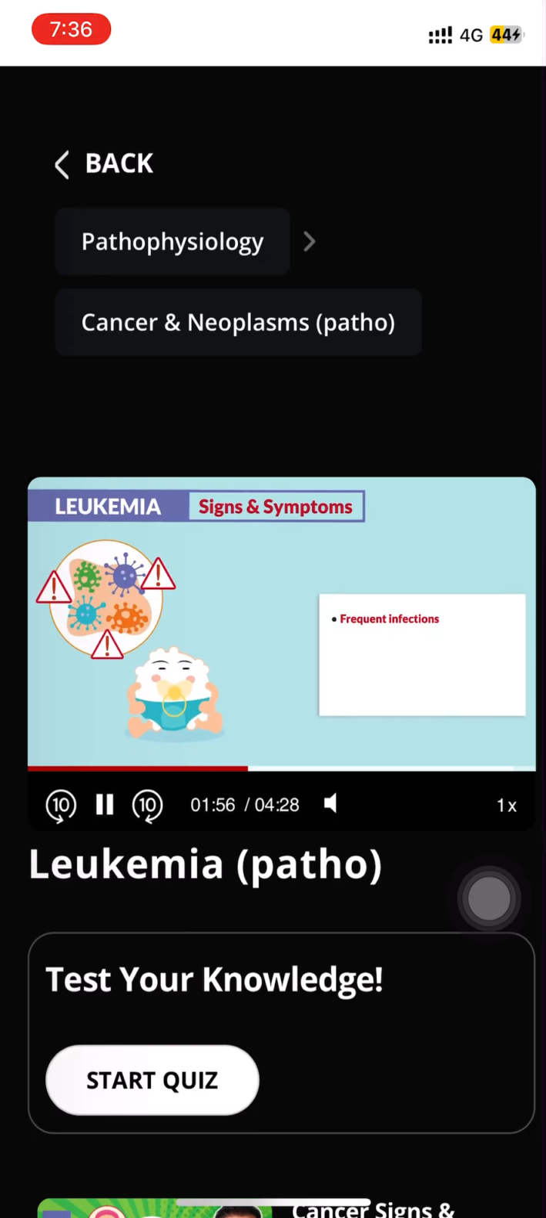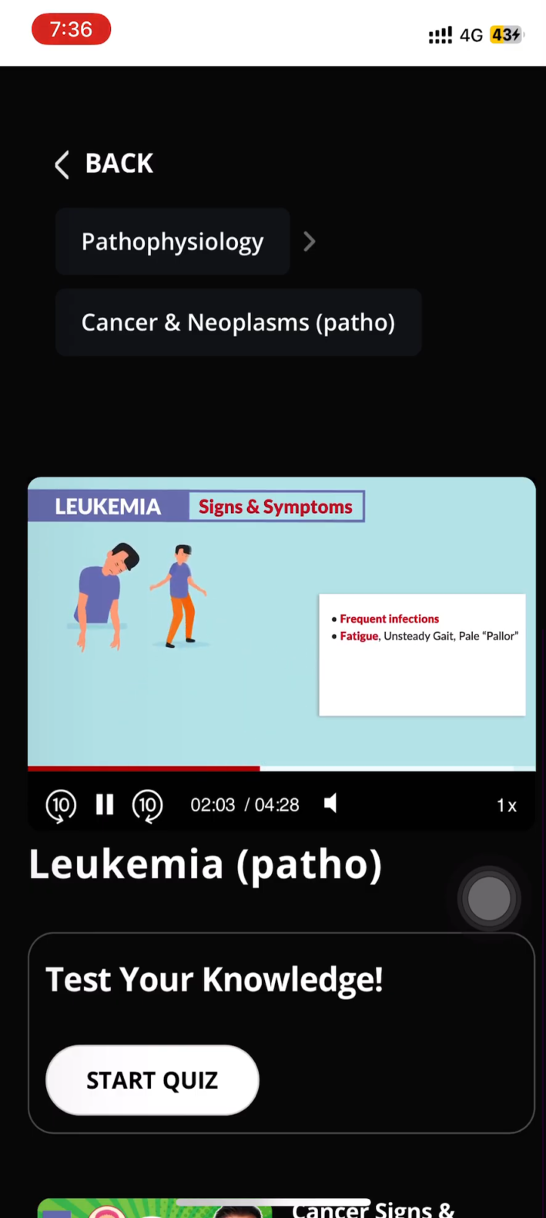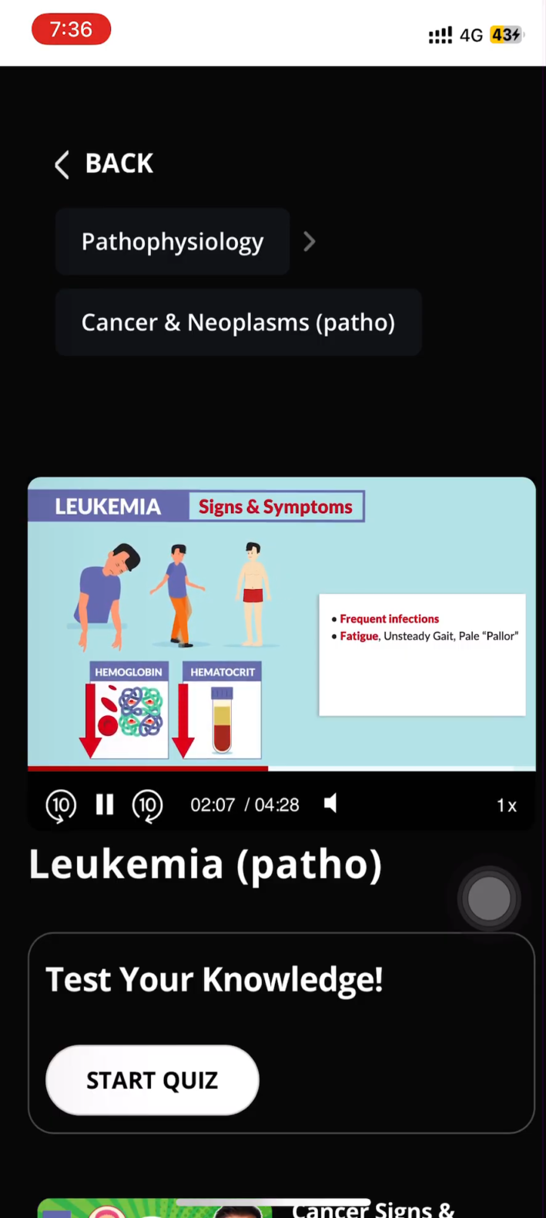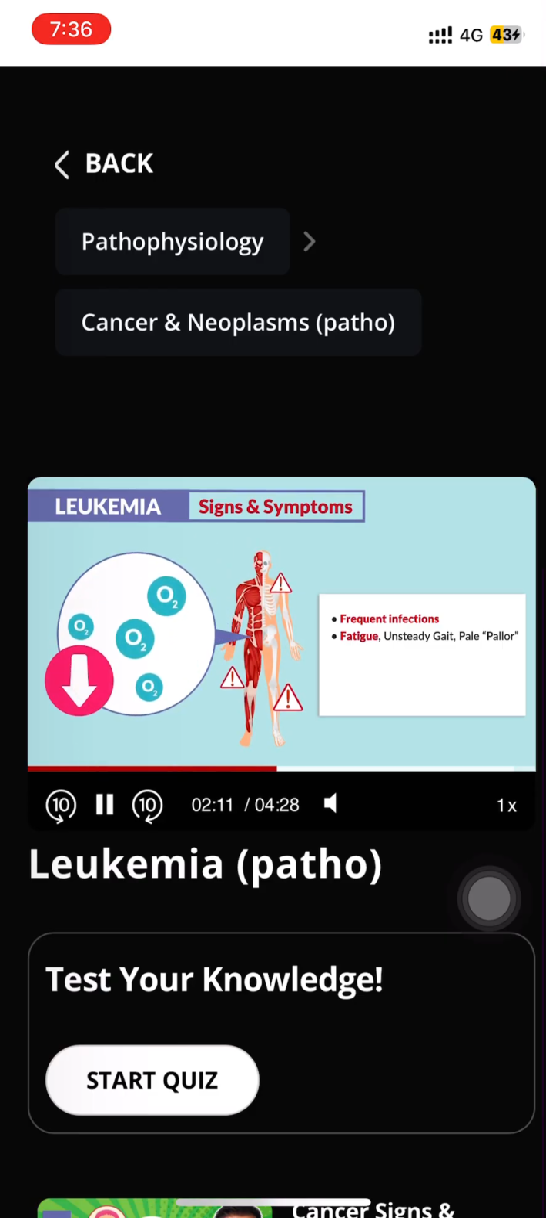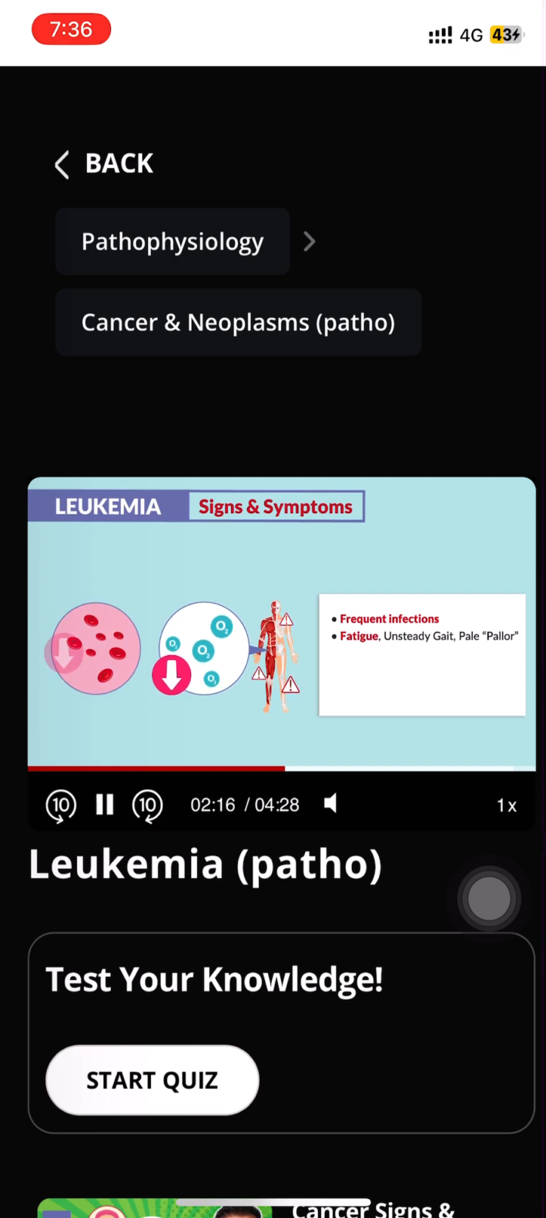Now the signs and symptoms include frequent infections, because the WBCs are too immature, and remember, too young to fight infection. We also see fatigue and an unsteady gait, as well as pale skin called pallor. This is from anemia, that low H&H. So just think we have less oxygen carriers and less perfusion to the brain, skin, and muscles, looking very anemic.